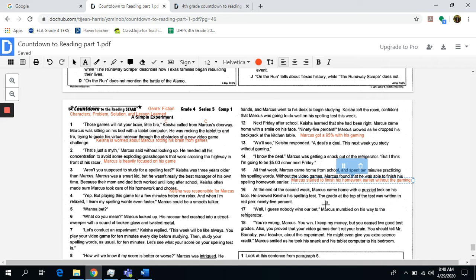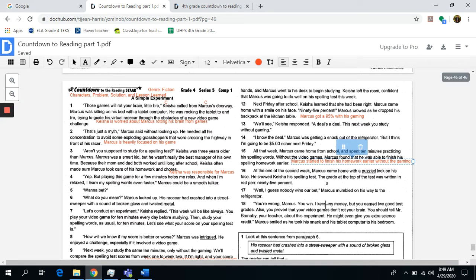Well, I guess nobody wins our bet, Marcus mumbled on his way to the refrigerator. You're wrong, Marcus. You win. I keep my money, but you earned 2 good test grades. Also, you proved that video games don't rot your brain. You should tell Mr. Barnaby, your teacher, about this experiment. He might even give you extra science credit. Marcus smiled as he took his snack and his tablet to his computer room.